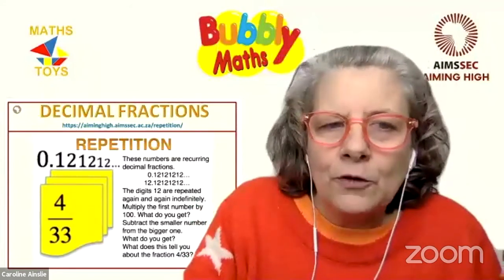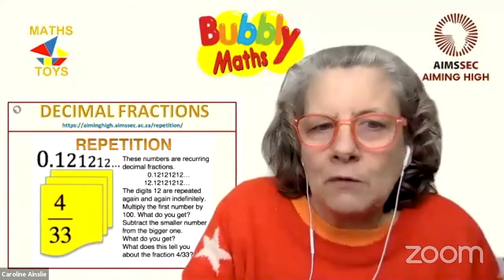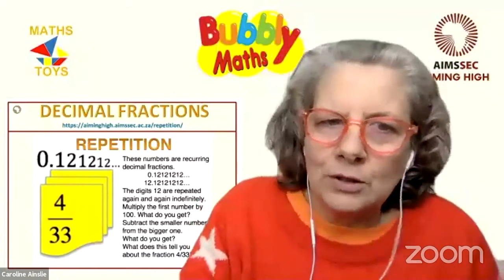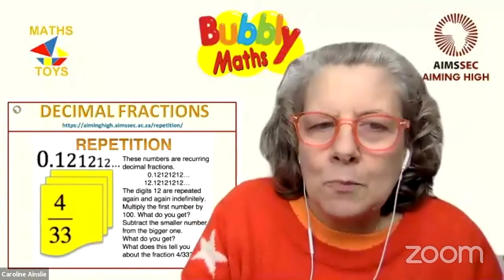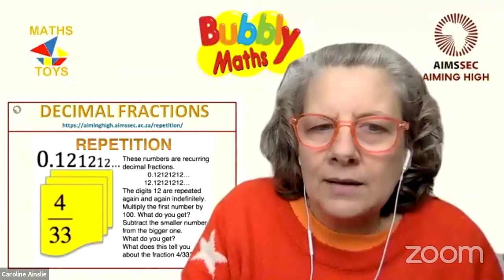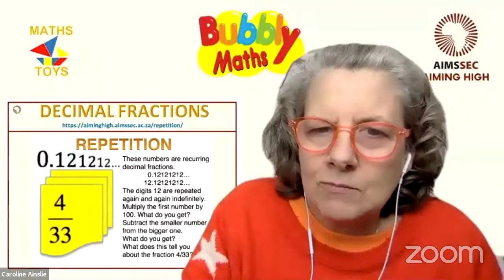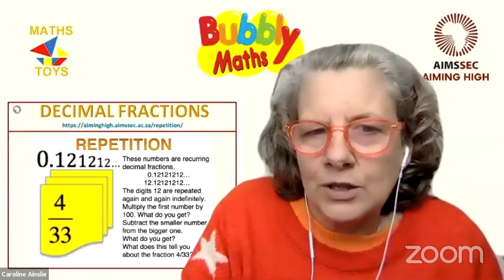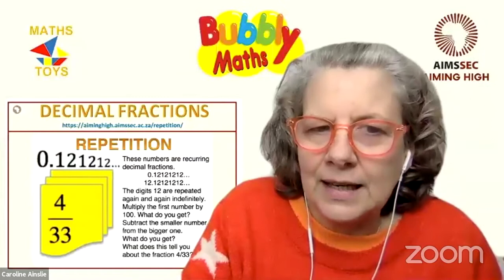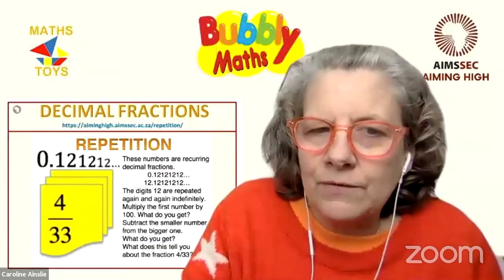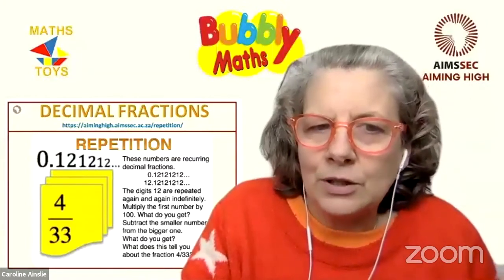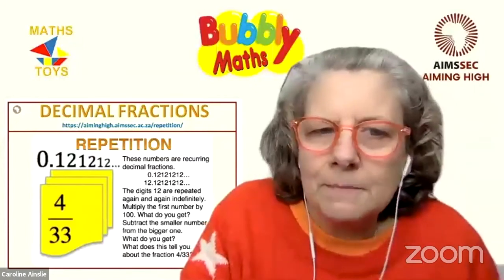So, 4 divided by 33. Well, first of all, do the activity, 0.121212 recurring. And then what's happening between the first and the second line? So it says the digits 1, 2 are repeated again and again indefinitely. Then multiply that number, 0.121212 recurring, by 100.